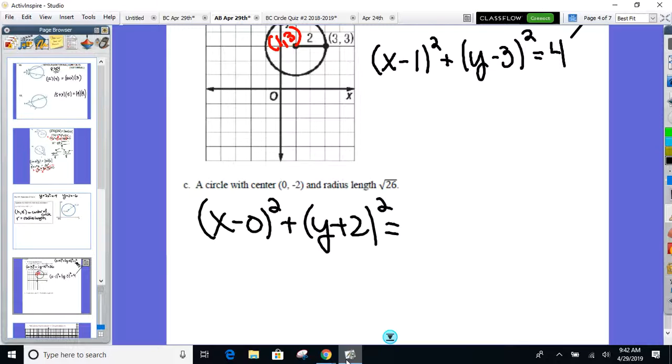Radius is radical 26, but I need to square it. What happens when you square a radical? So what number am I going to put here? 26. Perfect. 26. No, hold on, I'm not done.